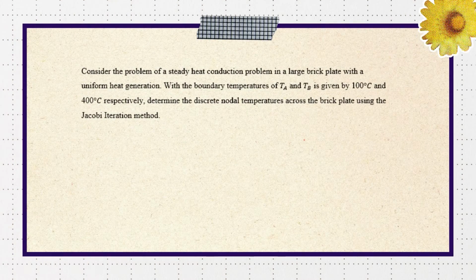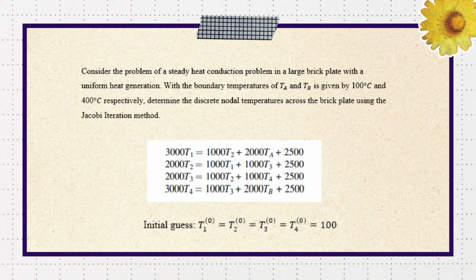Consider the problem of steady heat conduction in a large brick plate with uniform heat generation, with the boundary temperatures TA and TB given as 100 degrees Celsius and 400 degrees Celsius respectively. Determine the discrete nodal temperatures across the brick plate using the Jacobi iteration method. There are 4 equations given in this question.